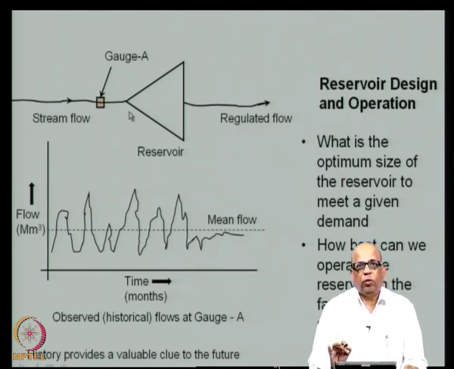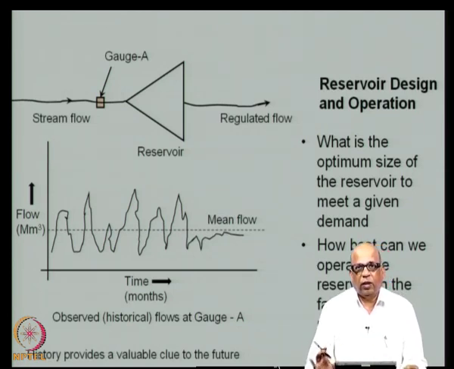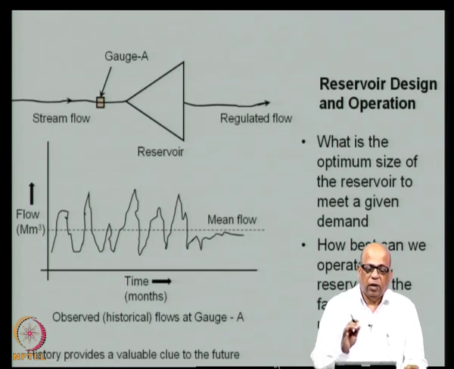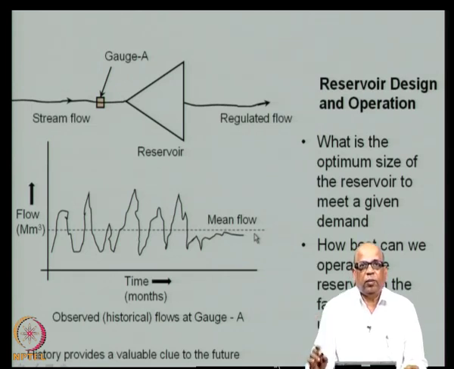So, the first question that we ask is, what is the minimum storage that you need to build to meet a given demand? That is extremely simple, and it is the first level question that we ask in any water resource system. What is the size of the reservoir that you need to provide at a given site, which is governed by a particular hydrology, to meet a certain pattern of demand?